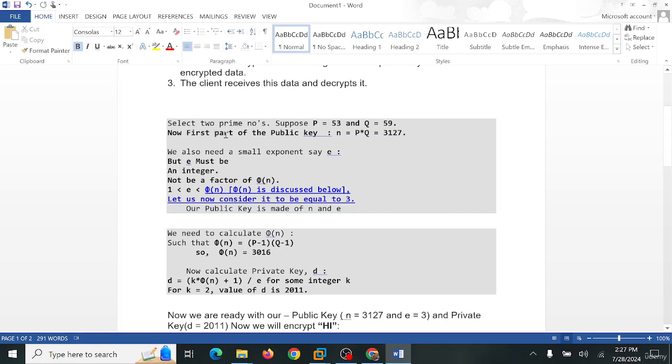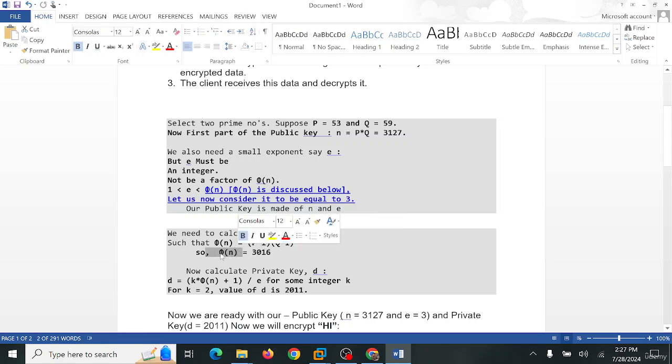Now we compute the public key by multiplying P and Q. So N is our public key. Now we got the public key. After getting N, the next step is to find Euler's totient, which is simply P minus 1 times Q minus 1. So (P minus 1) times (Q minus 1) gives us Euler's totient, which in our case is 3016. Because P is known and Q is known, P minus 1 and Q minus 1 will be known. We multiply them and we get Euler's totient.